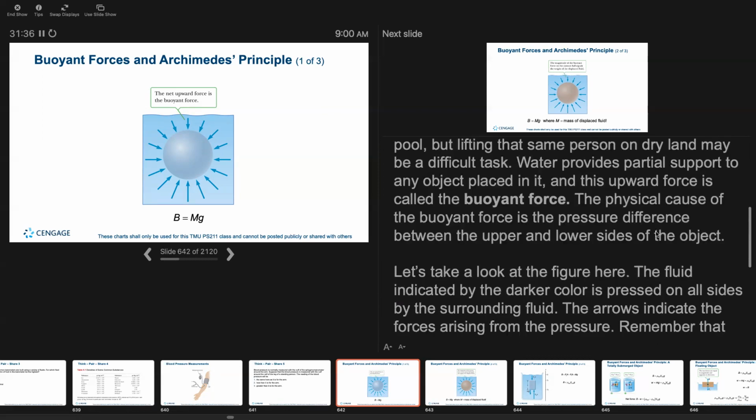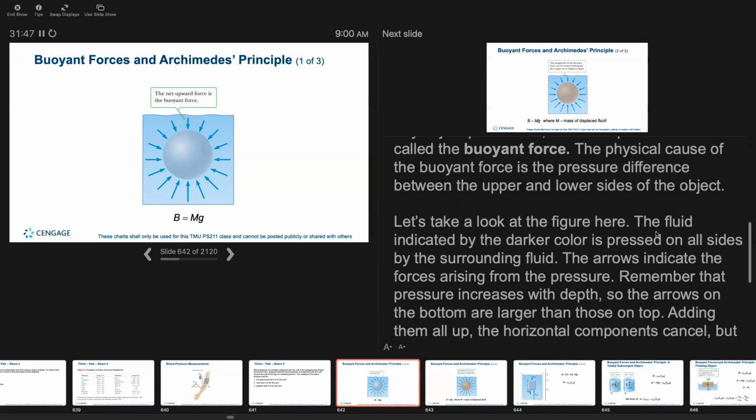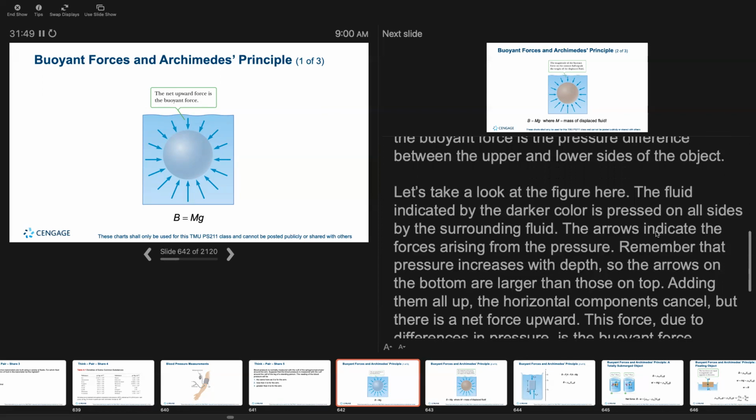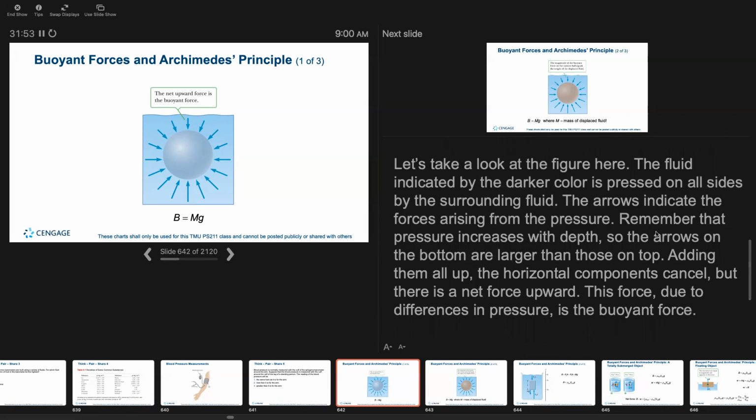Let's take a look at the figure here. The fluid indicated by the dark color is pressured on all sides by the surrounding fluid. The arrows indicate the forces that arise from the pressure. Remember that pressure increases with depth, so the arrows on the bottom are larger than those on top. Adding them all up, the horizontal components cancel, but there is a net force upward. This force, due to the difference in pressure, is the buoyant force.